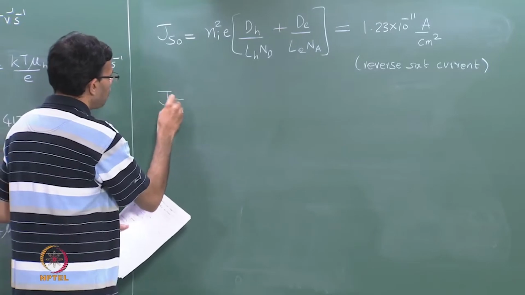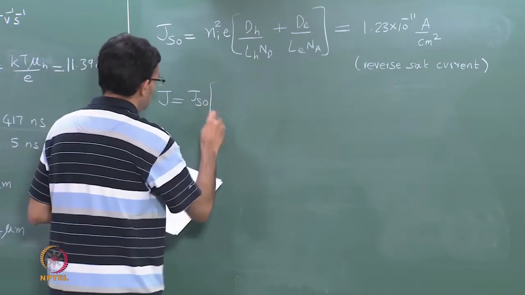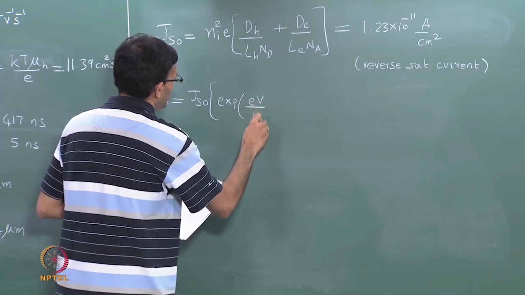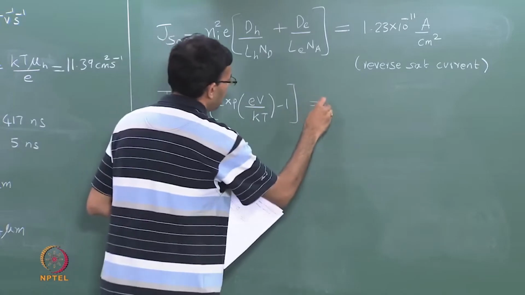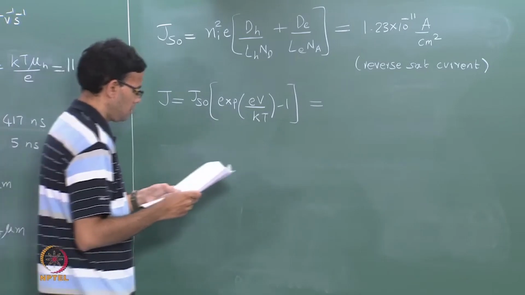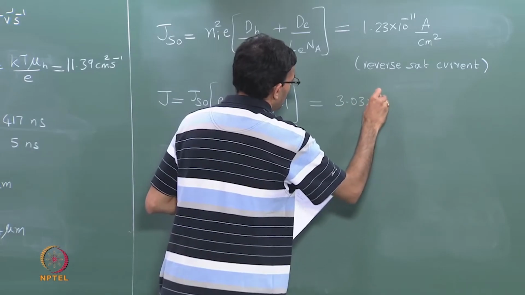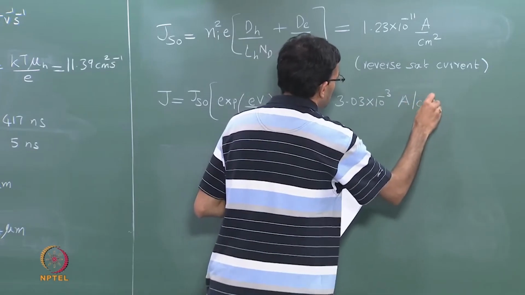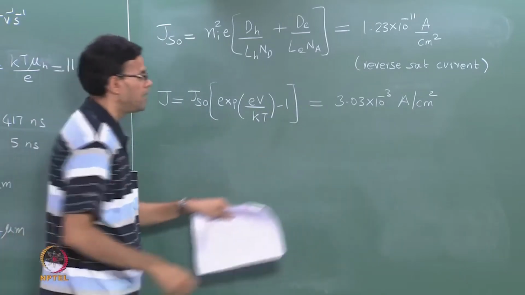So the current during forward bias is nothing but Js naught times exponential of eV over kT minus 1. The voltage that we applied is 0.5 volts. So J comes out to be 3.03 times 10 to the minus 3 amperes per centimeter square. So this is the forward bias current.